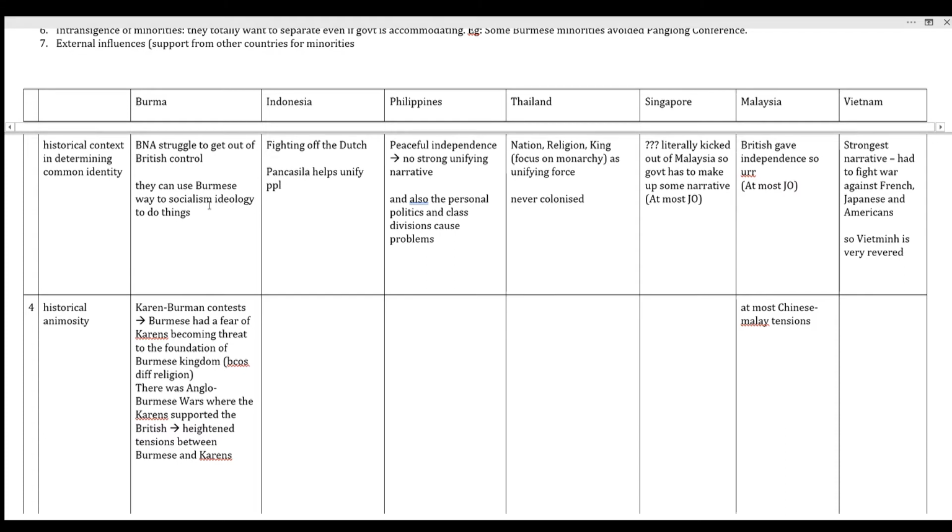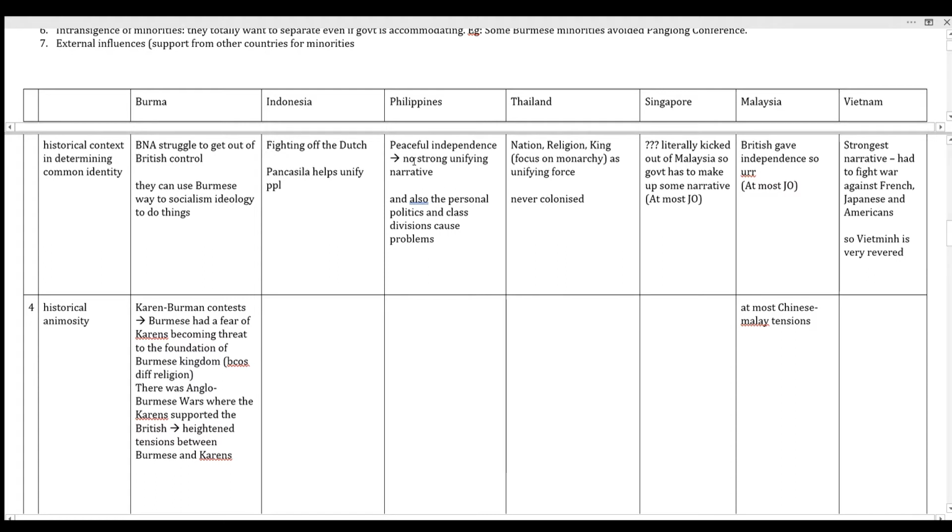So Indonesia also had a pretty violent exit, because they had to fight off the Dutch. The Dutch were like, okay, fine, we'll leave you alone, and then they don't leave them alone, and therefore Indonesia had to fight off the Dutch. And because of that, they have a thing to unify the people, which is the Pancasila. Although I'm pretty sure that's just what they have.